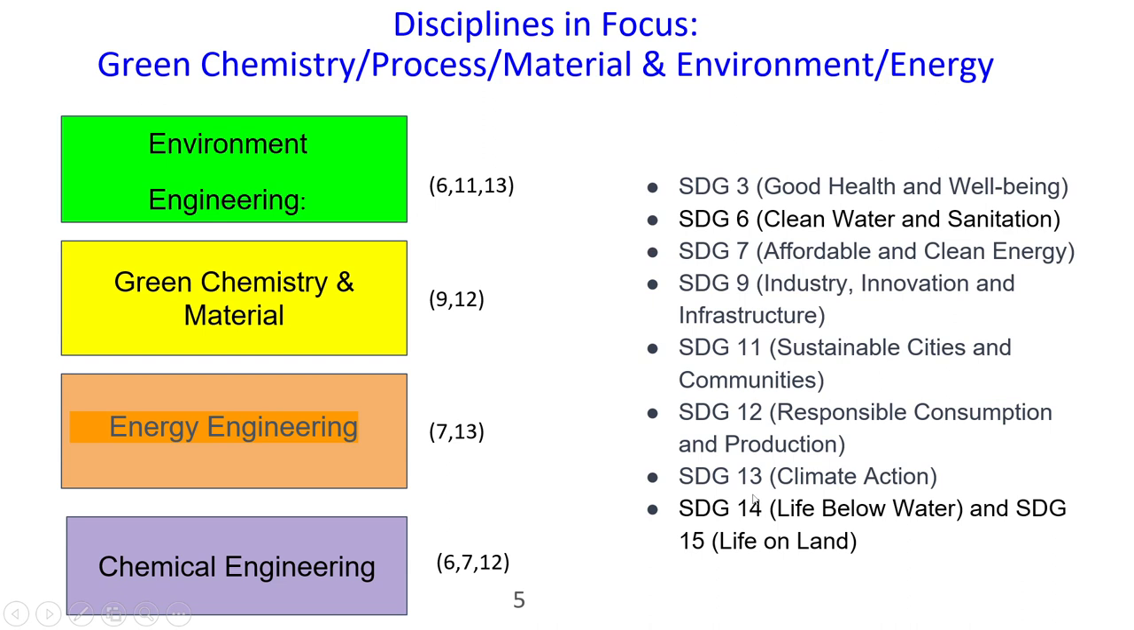Okay. In order to proceed with my discussion, there are some engineering disciplines in my focus. There are green chemistry, green chemical process, material, environment engineering, and energy system. And we can try to map them with SDGs. Let's take environmental engineering, for example. This field primarily supports SDGs related to environmental protection and sustainability. For instance, it contributes to SDG 6, clean water and sanitation, through developing water treatment systems, and SDG 11, sustainable cities and communities, through sustainable urban planning, and SDG 13, climate action, by designing climate resilient infrastructure.